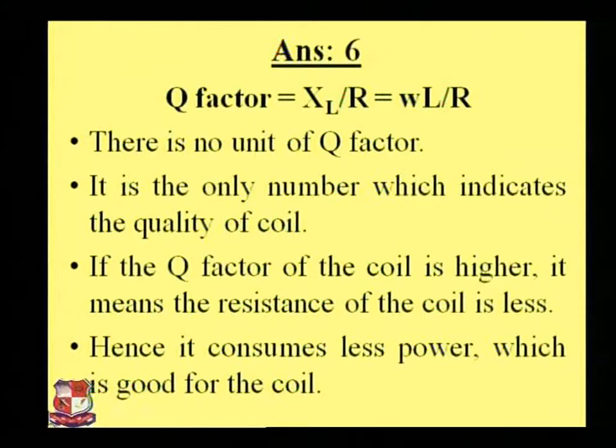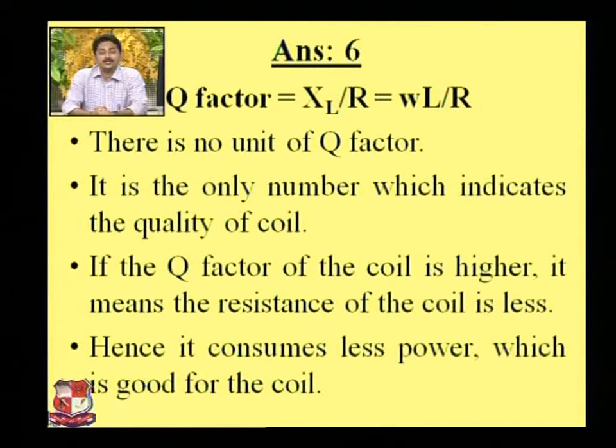This is the equation of the Q factor: XL, the inductive reactance, divided by R, the resistance of the coil. You can also write it as ωL by R. There is no unit for the Q factor, so it is unitless. It is only a number which indicates the quality of the coil. Q factor is always given as a number. According to that number, you can tell how useful the device is or how effective the device is.